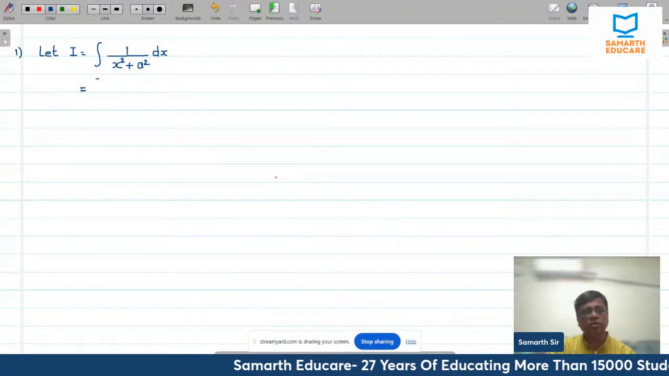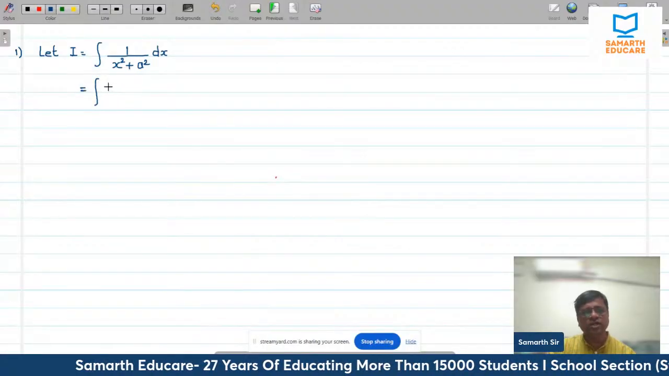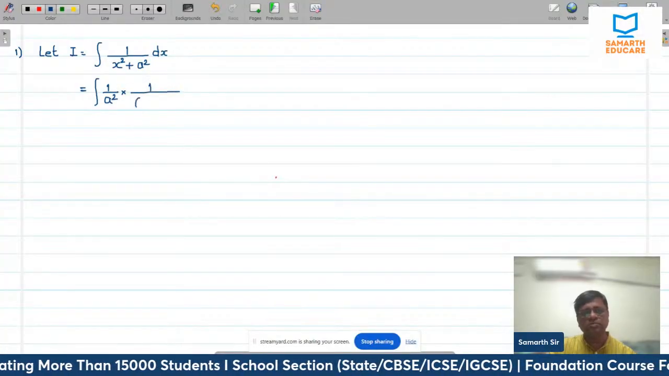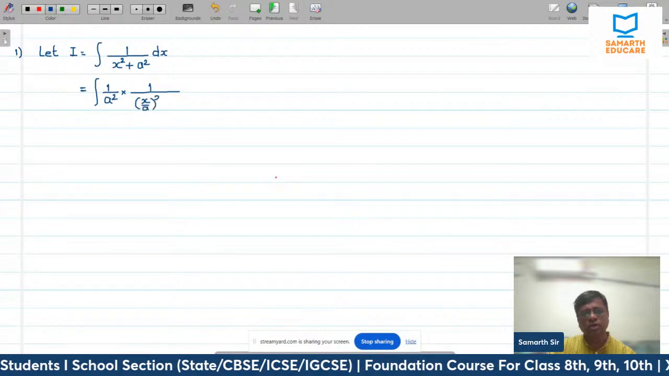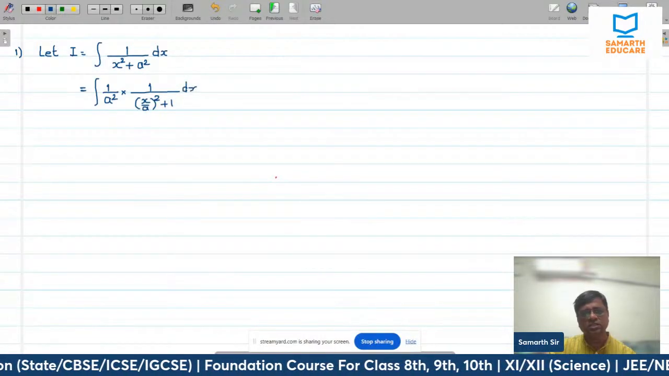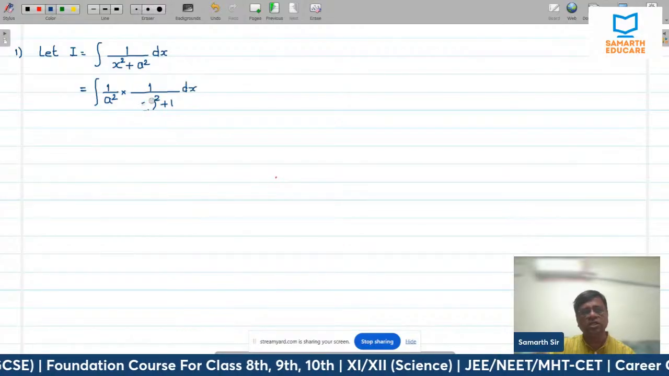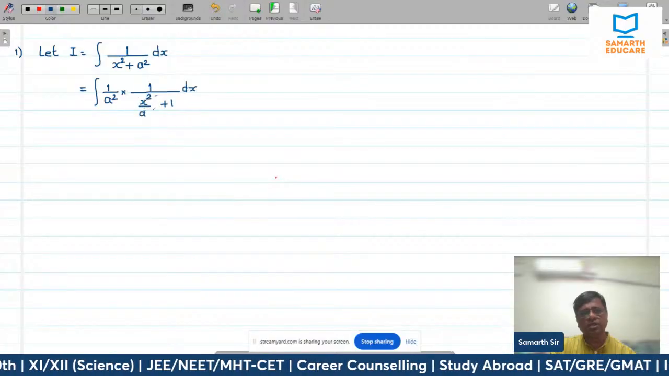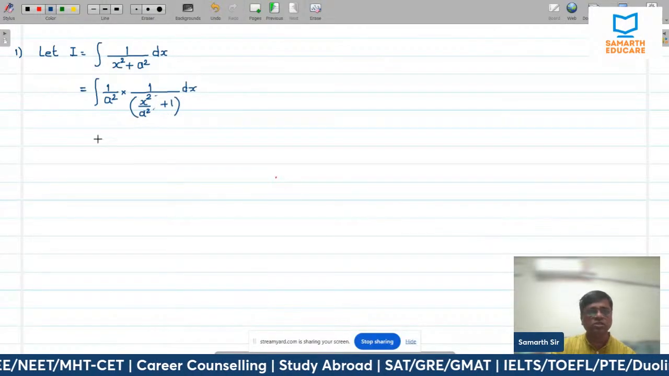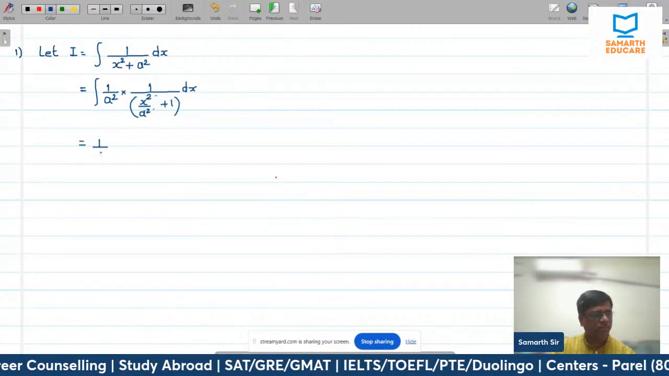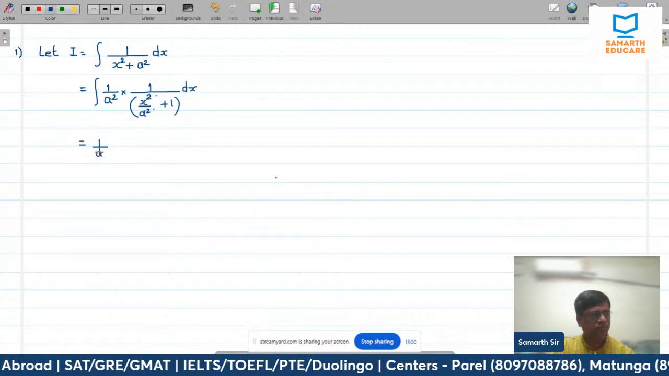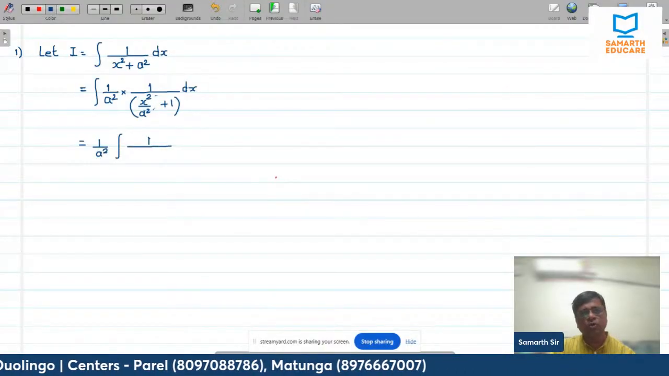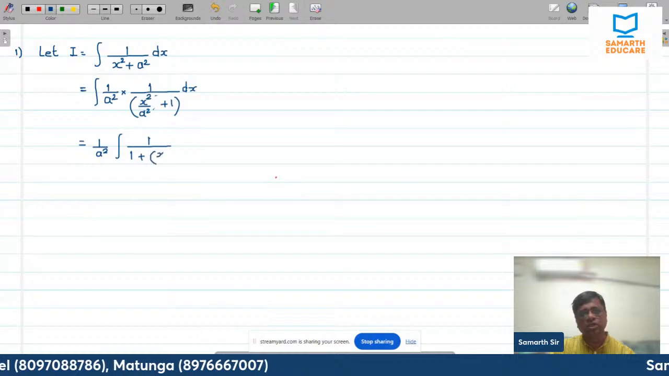Suppose, let's say if I take 1 upon a square common, if x square is common, that means this becomes x upon a whole square plus 1 dx, right? अगर नहीं समझ में आया तो थोड़े अलग अलग तरीके से मैं आपको दिखा देता हूँ. This can be written as x square upon a square. I'm taking 1 upon a square, sorry, a square common. 1 upon a square will come out, and this becomes 1 upon 1 plus x upon a का होल स्क्वायर.